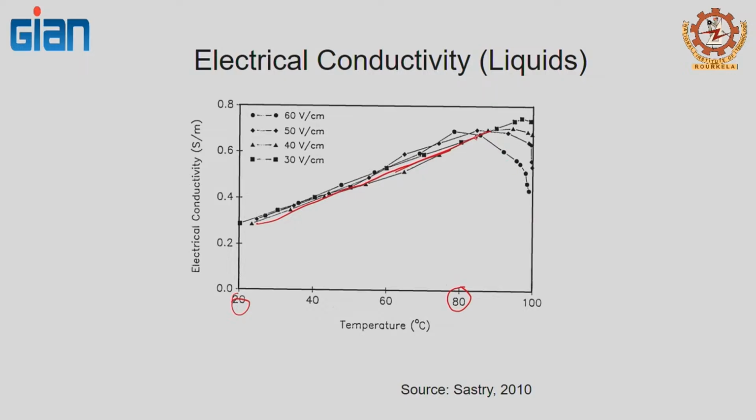Then it is kind of dropping here, but this is more of an experimental artifact, because at 100 Celsius water starts boiling. If you don't pressurize it, then you're going to evaporate. That's going to give you a false temperature reading, so this is where the data is not reliable. You have to have a pressurized electrode or system to measure the electrical conductivity at higher temperatures.